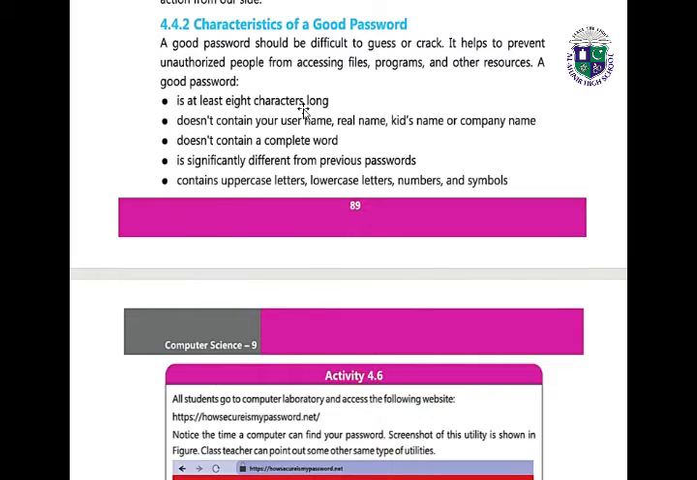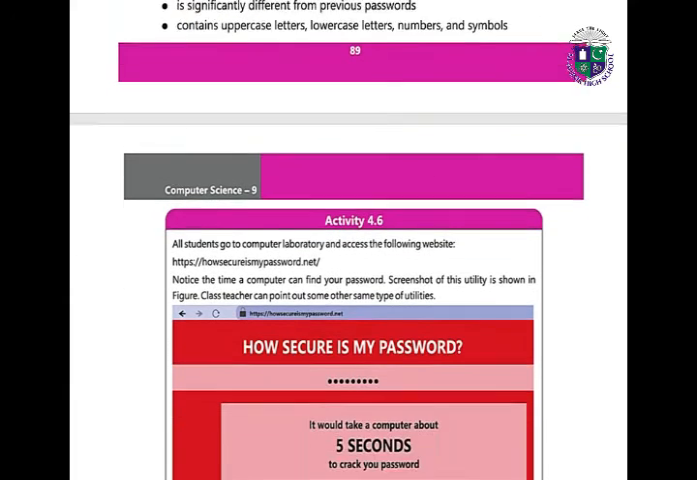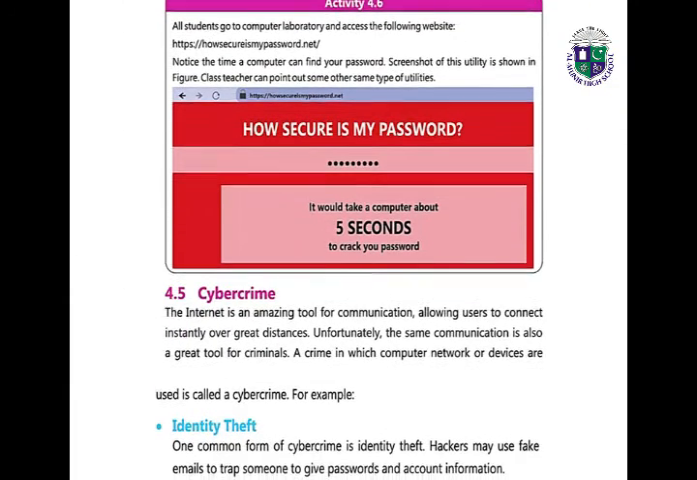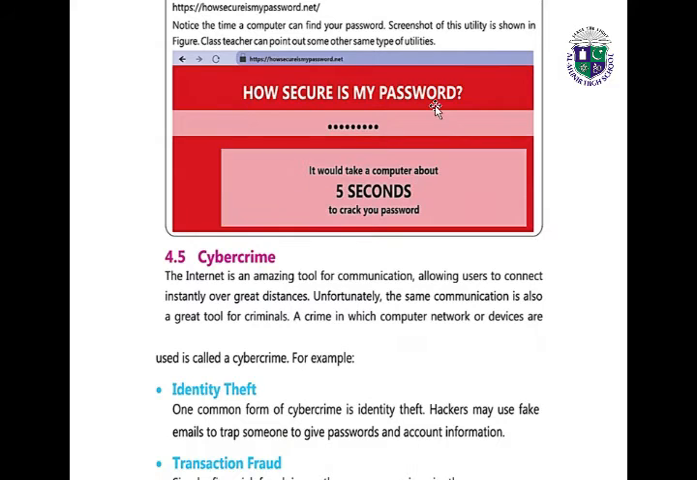It is at least 8 characters long, does not contain your username, real name or kid's name, doesn't contain a complete word, is significantly different from previous passwords, and contains upper case letters, lower case letters, numbers and symbols. So how secure is my password? So here we have the example.